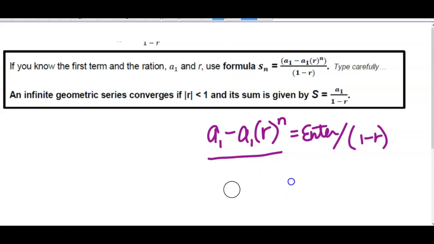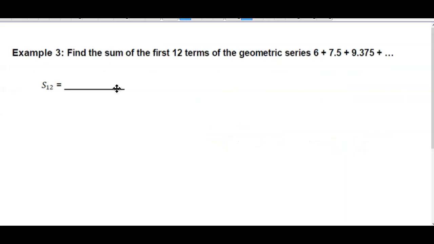So calculating that on your calculator can be a little bit tricky. Be careful. And then again, if you have an r whose absolute value is less than 1, you are allowed to find the sum of an infinite geometric series. And we're going to do a few of those, but again, not the focus of the lesson, really.